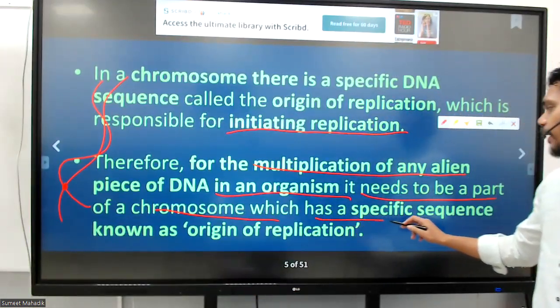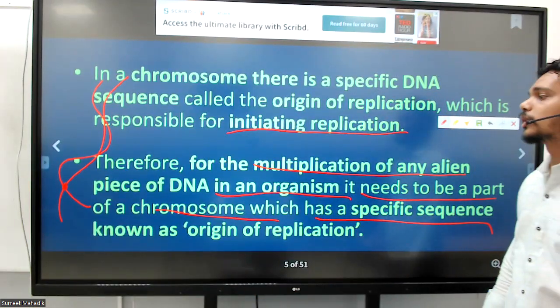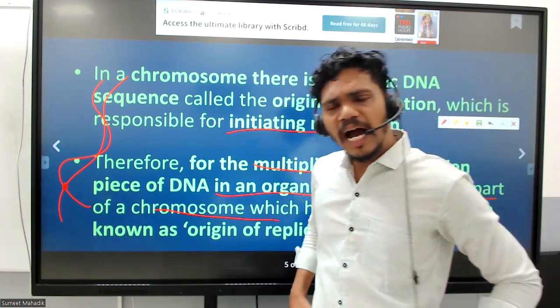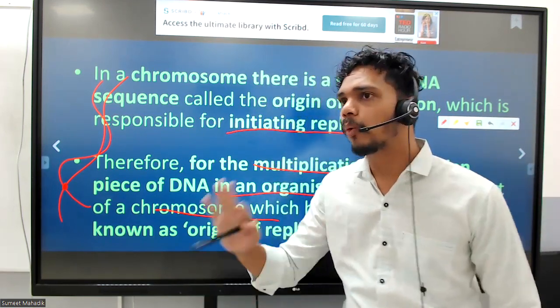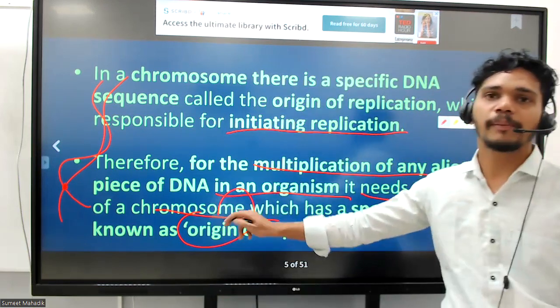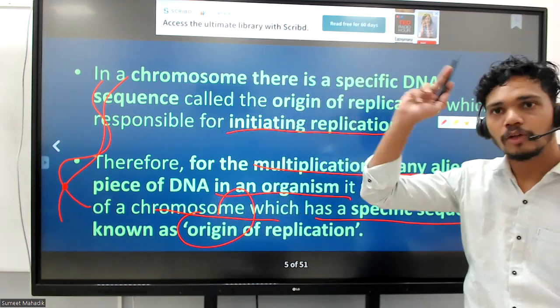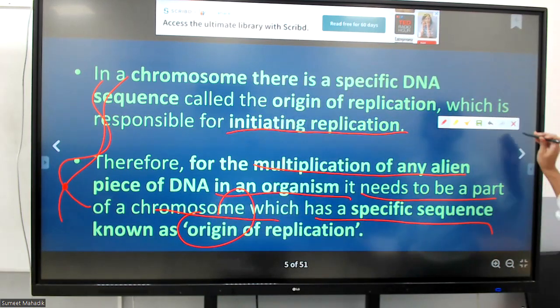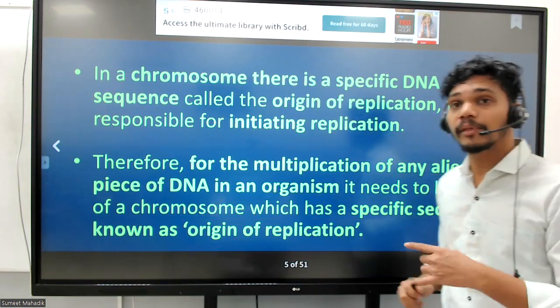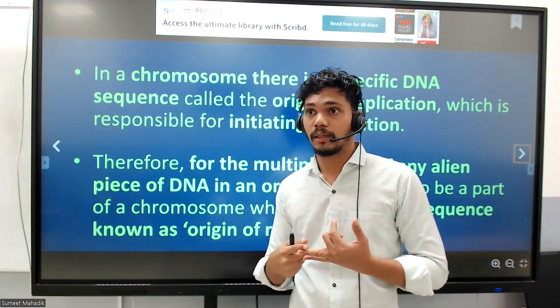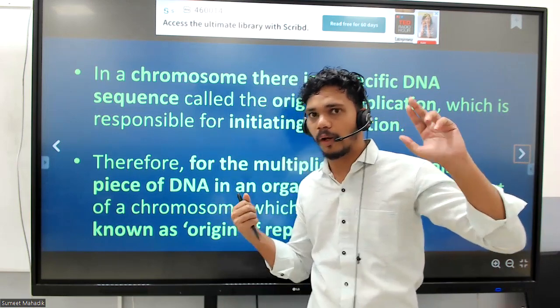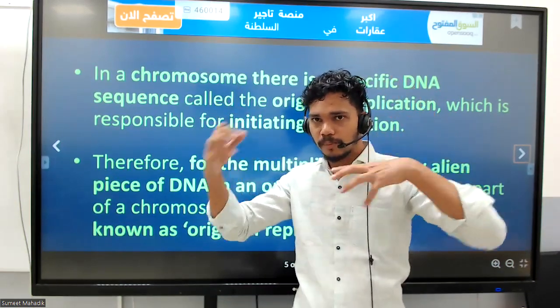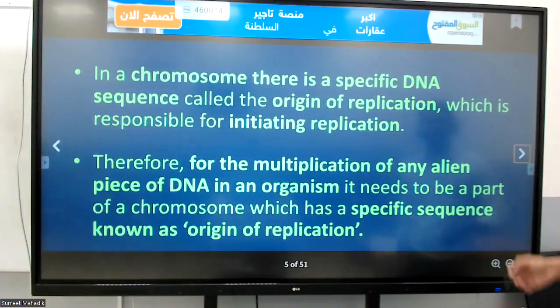So which has a specific sequence known as the origin of replication. So can't we do it in other organisms? No. If they don't have an origin of replication, we can't do that. Okay. So we need a specific origin. Here come the endonuclease, exonuclease, biological scissors. We're going to talk about it. You have already done this in this chapter, right? So I'm just going to give you the insights.